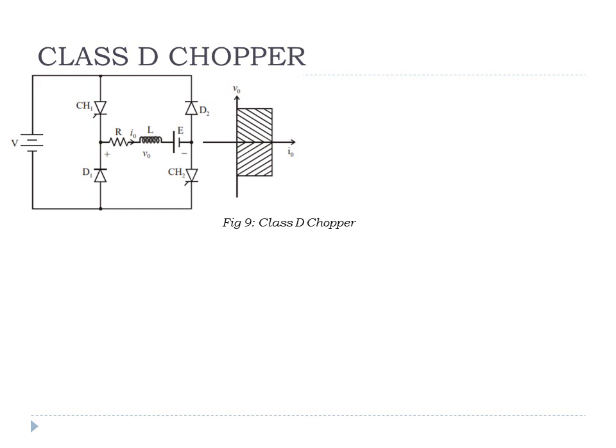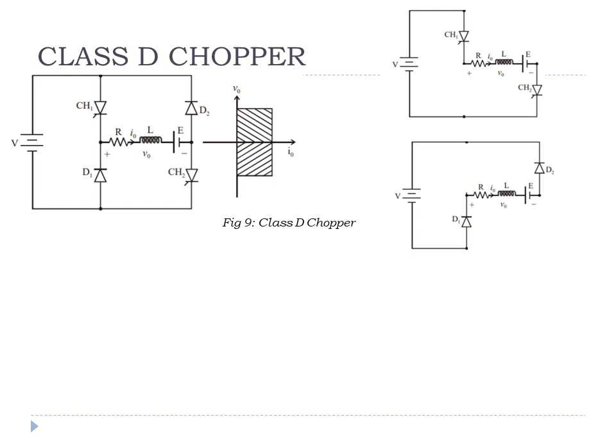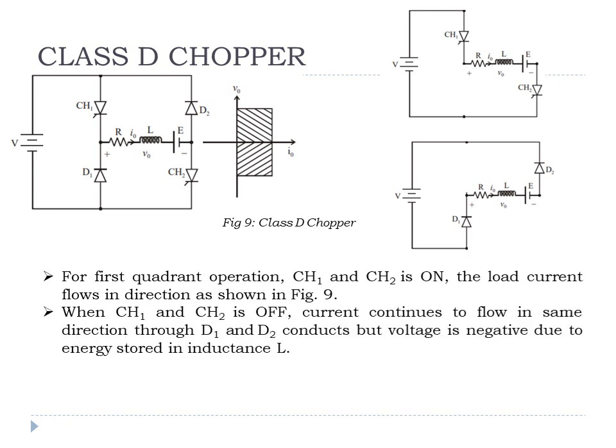In the class D chopper operation, we have this circuit diagram where there are two diodes and two choppers connected in a bridge network. In this case, when chopper 1 and 2 are conducting, this is the equivalent circuit. So we have output voltage and the direction of current as shown in the figure. In the second half, diode D1 and D2 will be conducting, so the direction of the current flow will remain the same. Basically, when chopper 1 and 2 are conducting, the circuit is operating in first quadrant.